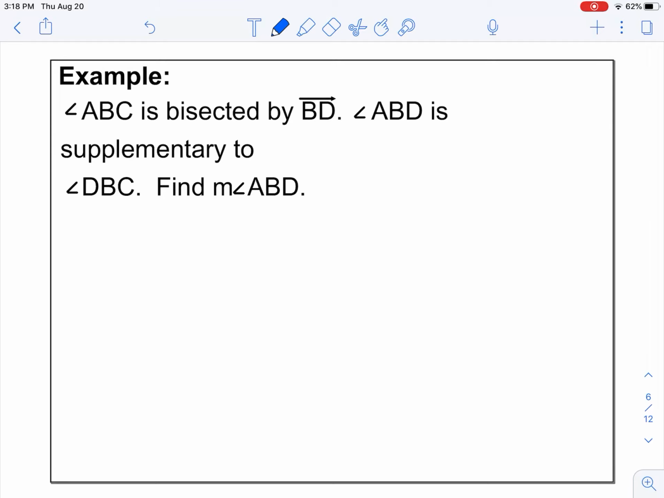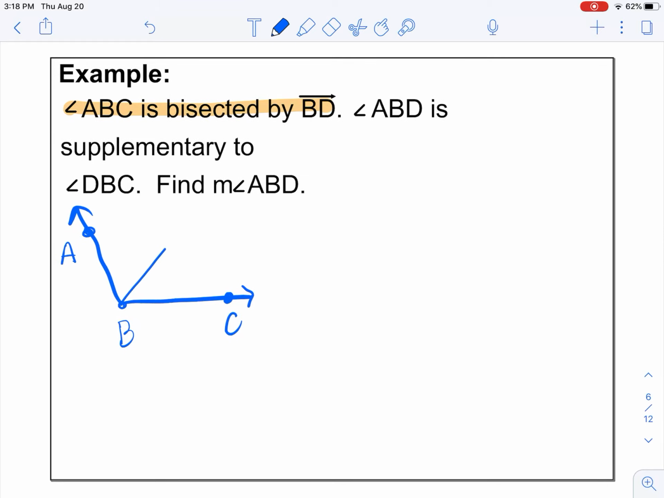Okay, so the first thing is that people will only read this far, and they'll say, I need to draw that. So they'll draw angle ABC, and they'll say, I'm going to make it obtuse because there's more room. So here's A, here's B, here's C, and it's being bisected by BD. So I'm going to draw ray BD.